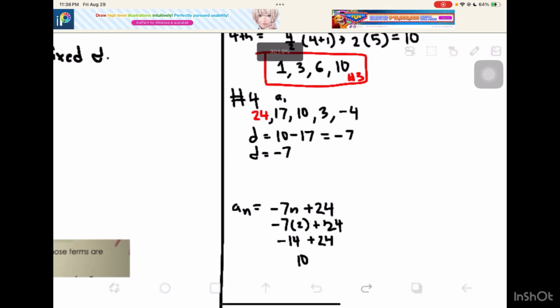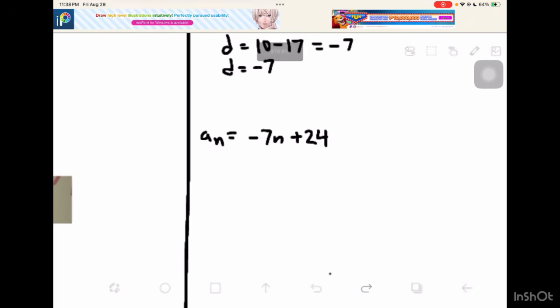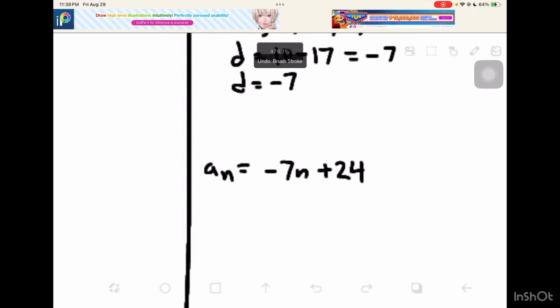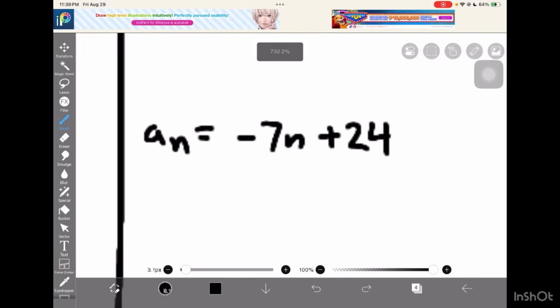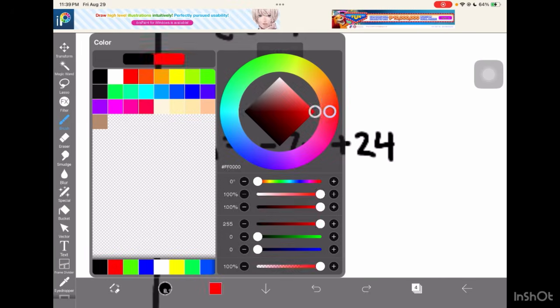Once you've verified at least 2 terms, you have found the explicit formula. And therefore, -7n plus 24 is going to be our answer for number 4.